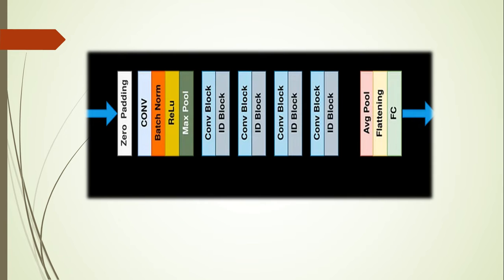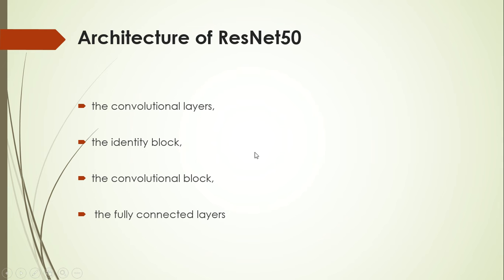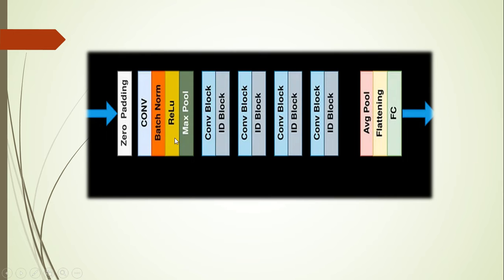And this is the general block diagram of this one. Generally it consists of 4 parts: the convolution layer, identity block, convolutional block, and lastly the fully connected layers. So we have to know what is what. Zero padding, convolution, batch normalization, ReLU, max pooling, again convolution, identity block, and so on, repeated. So we have to know some information about this diagram.